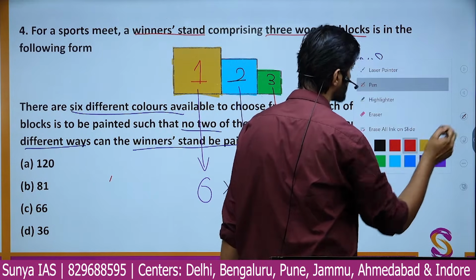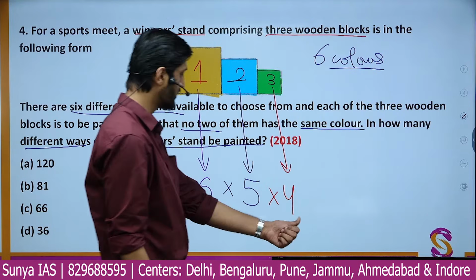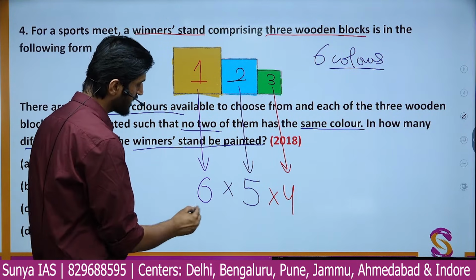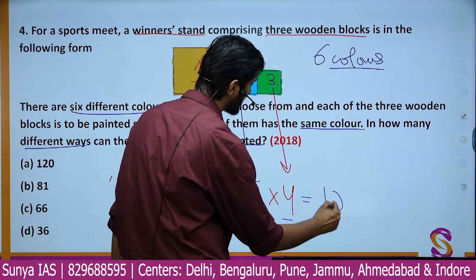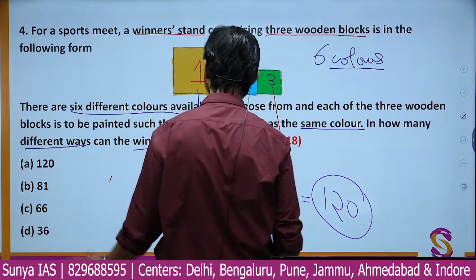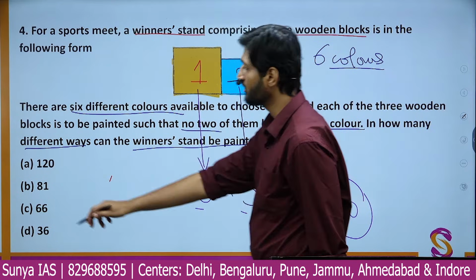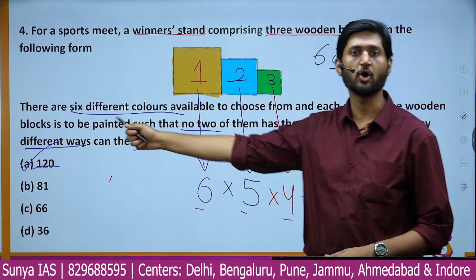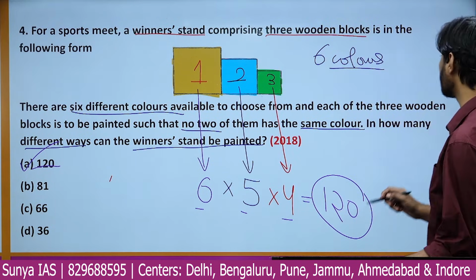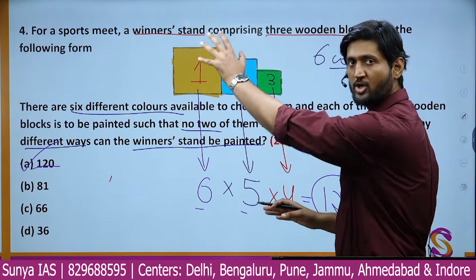We can have different such ways. So what are the total number of ways? Total number of ways will be 6 into 5 into 4, and that product comes out to be 120. So the overall blocks can be painted in 120 ways. So option number A is going to be the correct option in this particular case. Okay, so same idea based on how many choices do we have.